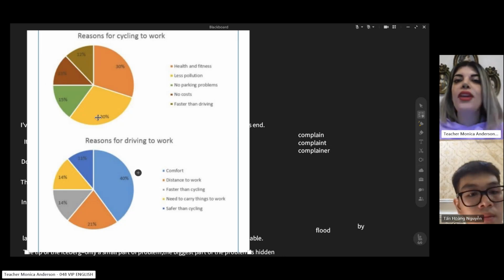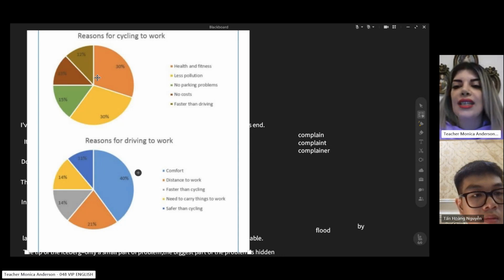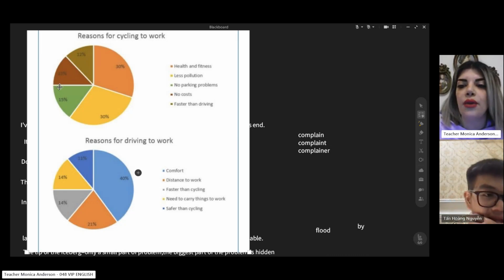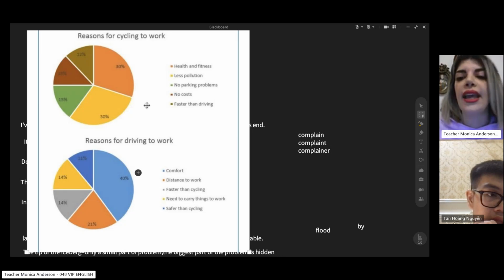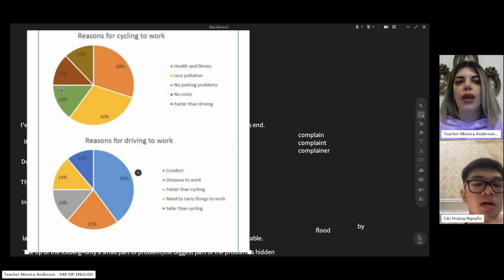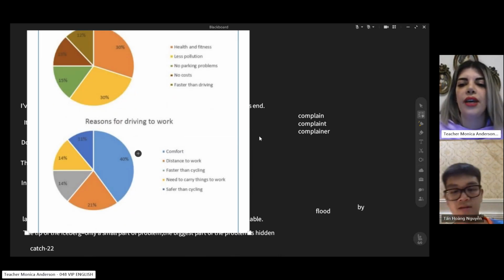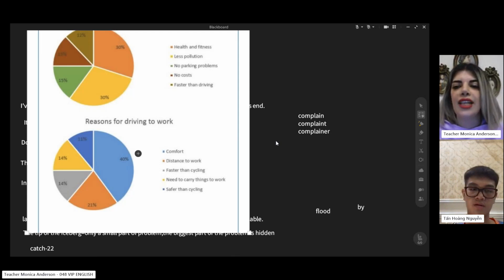So we have 30%, which is double the next most popular reason, which is a lack of parking issues at 15%. This is your paragraph 3. Let's keep going. We have another one, paragraph 4, the last one.